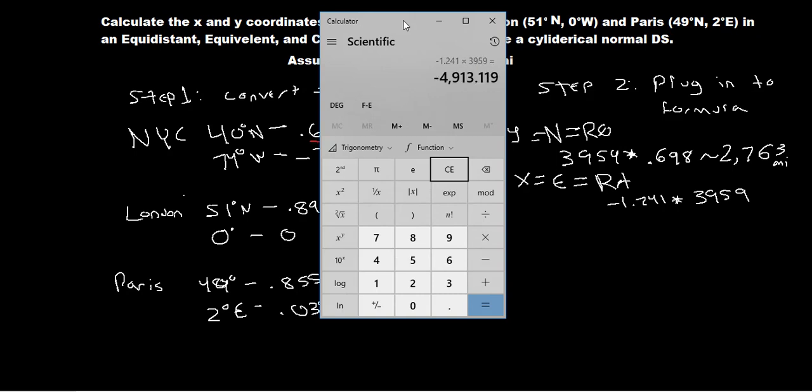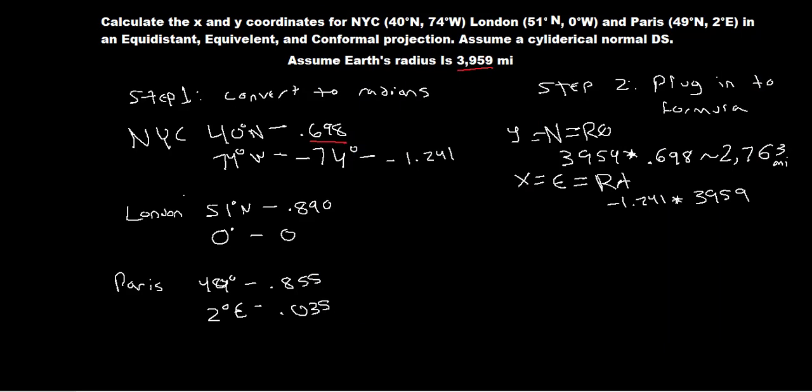3,959, we get negative 4,913. So this is going to be approximately negative 4,913 miles. And this makes sense, right? Because we are negative, so we're going to be on the left side of the y-axis, and we're north, which means we're going to be on the top side of the x-axis. So in this case we would be in quadrant 2. Okay. So that's New York.